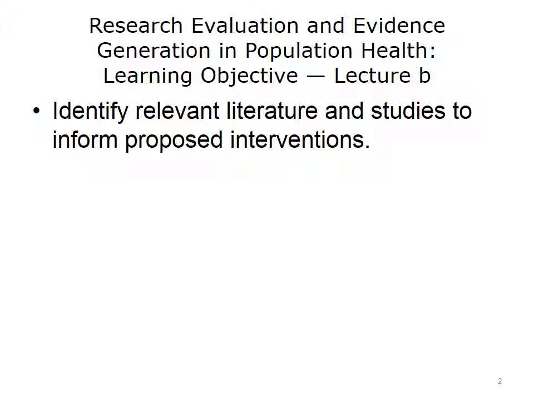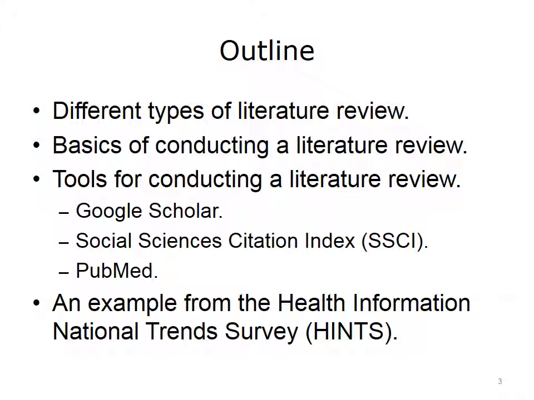The learning objective for this lecture is to identify relevant literature and studies to inform proposed interventions. Some of the tools and strategies that are used in a literature review will be included. We will talk about the different types of literature reviews and how to conduct them. You will be introduced to some tools, including Google Scholar, the Social Sciences Citation Index, or SSCI, and PubMed. We'll also discuss an example related to the Health Information National Trends Survey.